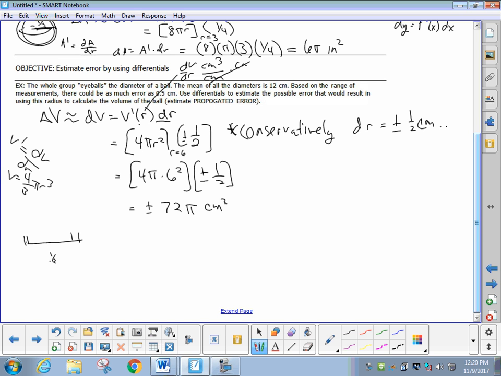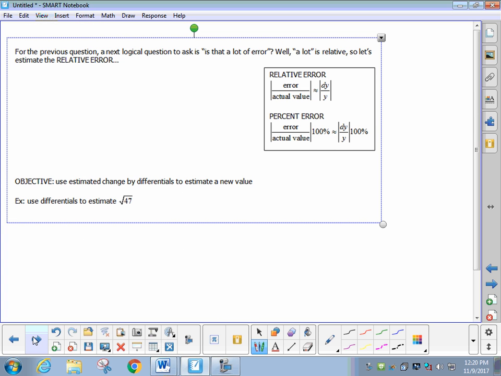Okay. Yes? So when it says there could be as much error as 0.5, is it saying that you could have 0.5 added on both sides? It could be, no, basically if I put the ruler to this, then it could be, we can't agree with. It could be 12.5 or 11.5. Say again? It'll say estimate using differentials.